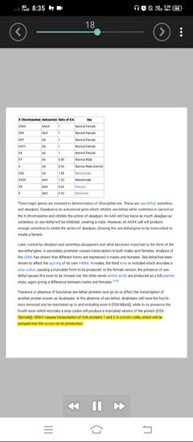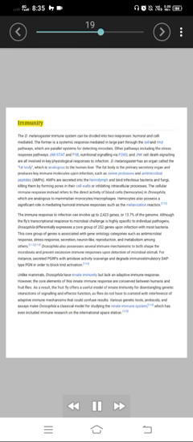Immunity. The D. melanogaster immune system can be divided into 2 responses, humoral and cell-mediated. The former is a systemic response mediated in large part through the Toll and IMD pathways, which are parallel systems for detecting microbes. Other pathways including the stress response pathways JAK-STAT and p38, nutritional signaling via FOXO, and JNK cell death signaling are all involved in key physiological responses to infection.